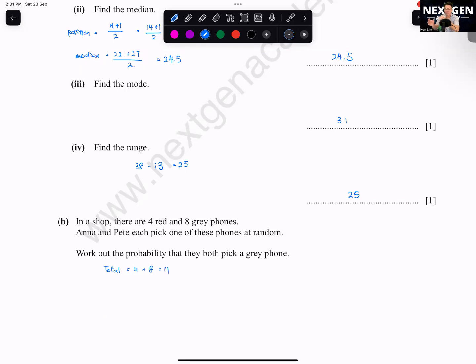How to calculate this? You have to imagine, after one person takes the gray phone already, what will happen? You will have 1 less in the total and 1 less gray phone also. Okay, so you will take 8 over 12. Oops, sorry, 12. Okay, 8 over 12 times 7 over 11. Okay, multiply this, you'll get 14 over 33.